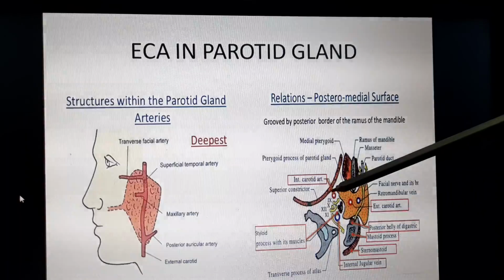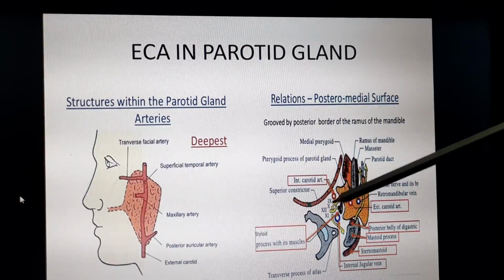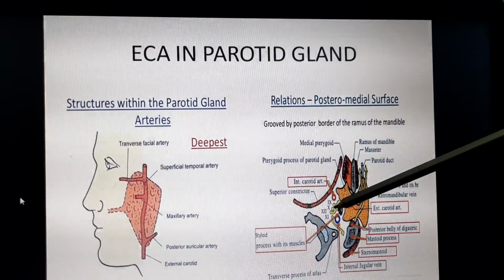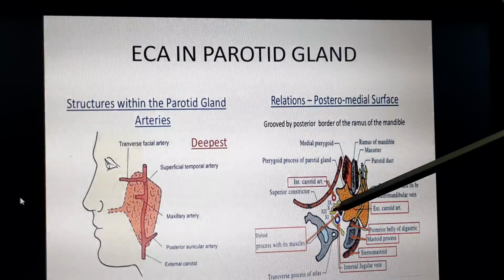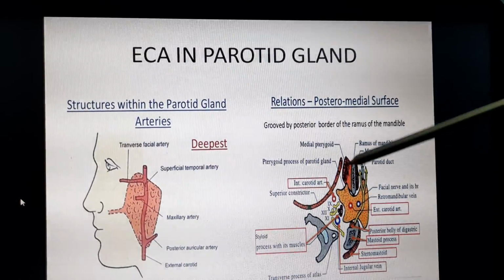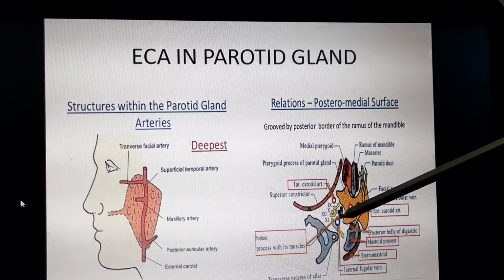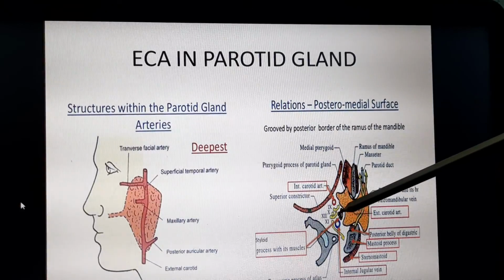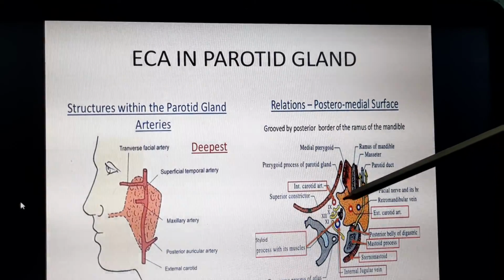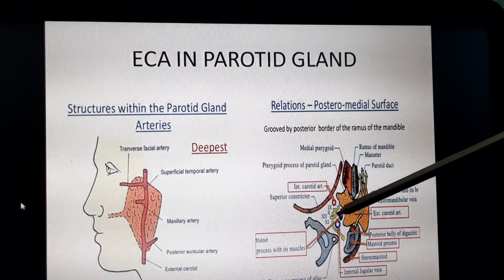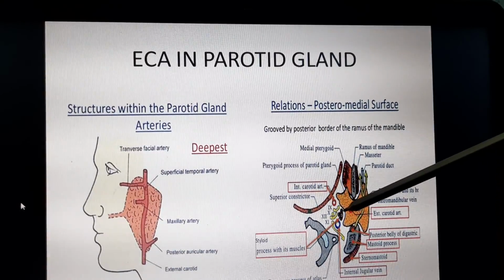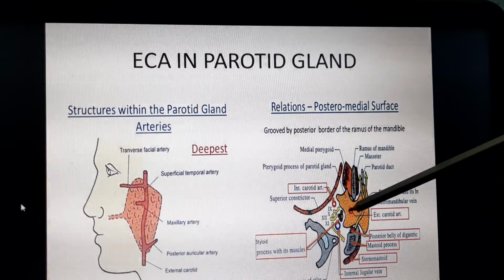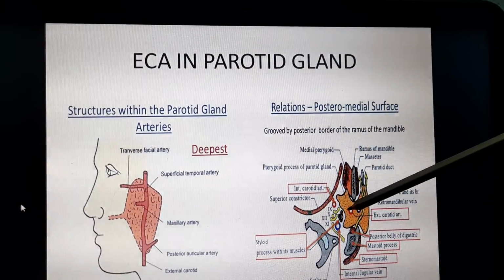Here you can see internal carotid artery is the anterior structure and internal jugular vein lies posteriorly. In between these two structures you can see here the glossopharyngeal nerve, the vagus nerve and accessory nerve. And you can also see just lateral to it is the styloid process and the muscles and ligaments attached to it. I have already told that glossopharyngeal nerve, pharyngeal branch of vagus nerve and styloglossus muscle and stylopharyngeus muscle pass between the internal carotid artery and external carotid artery.